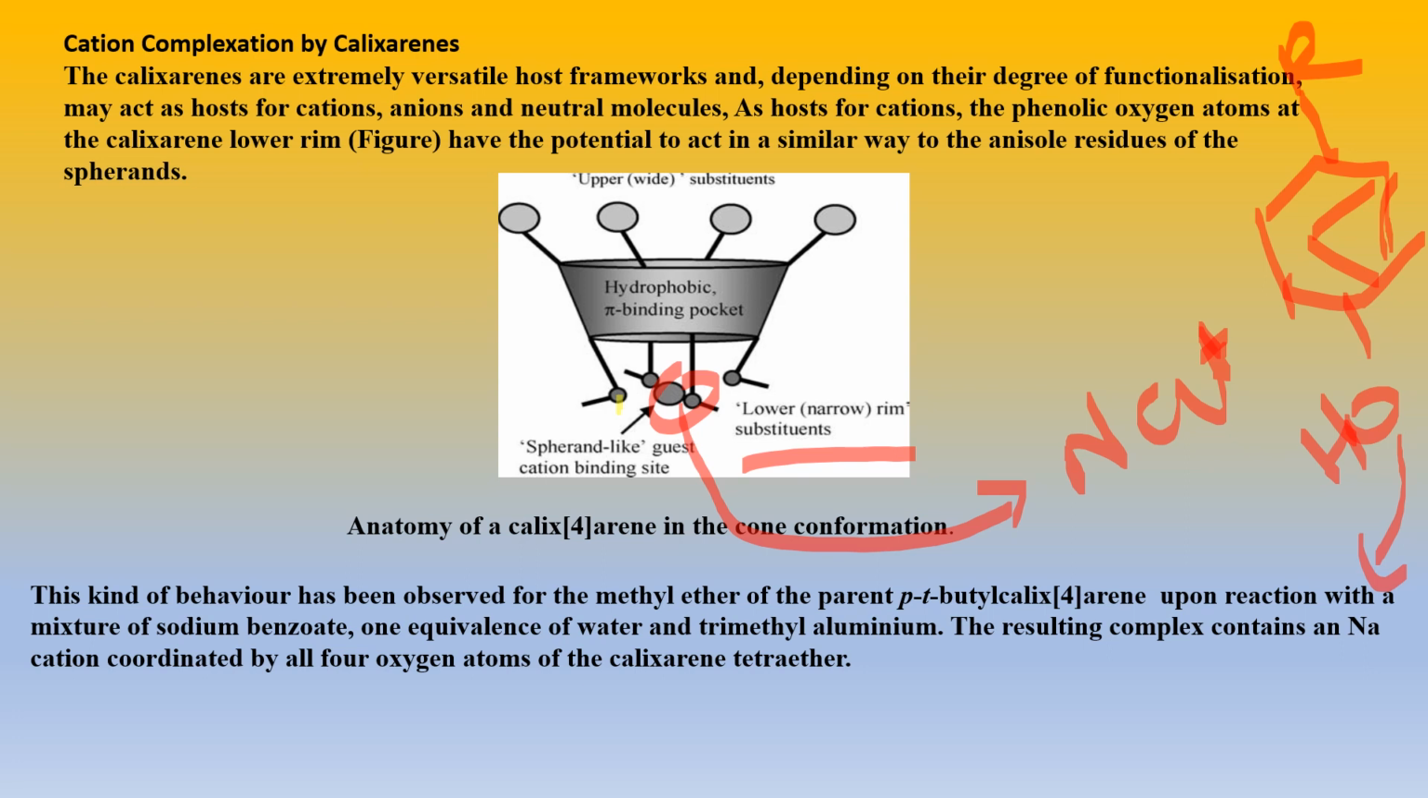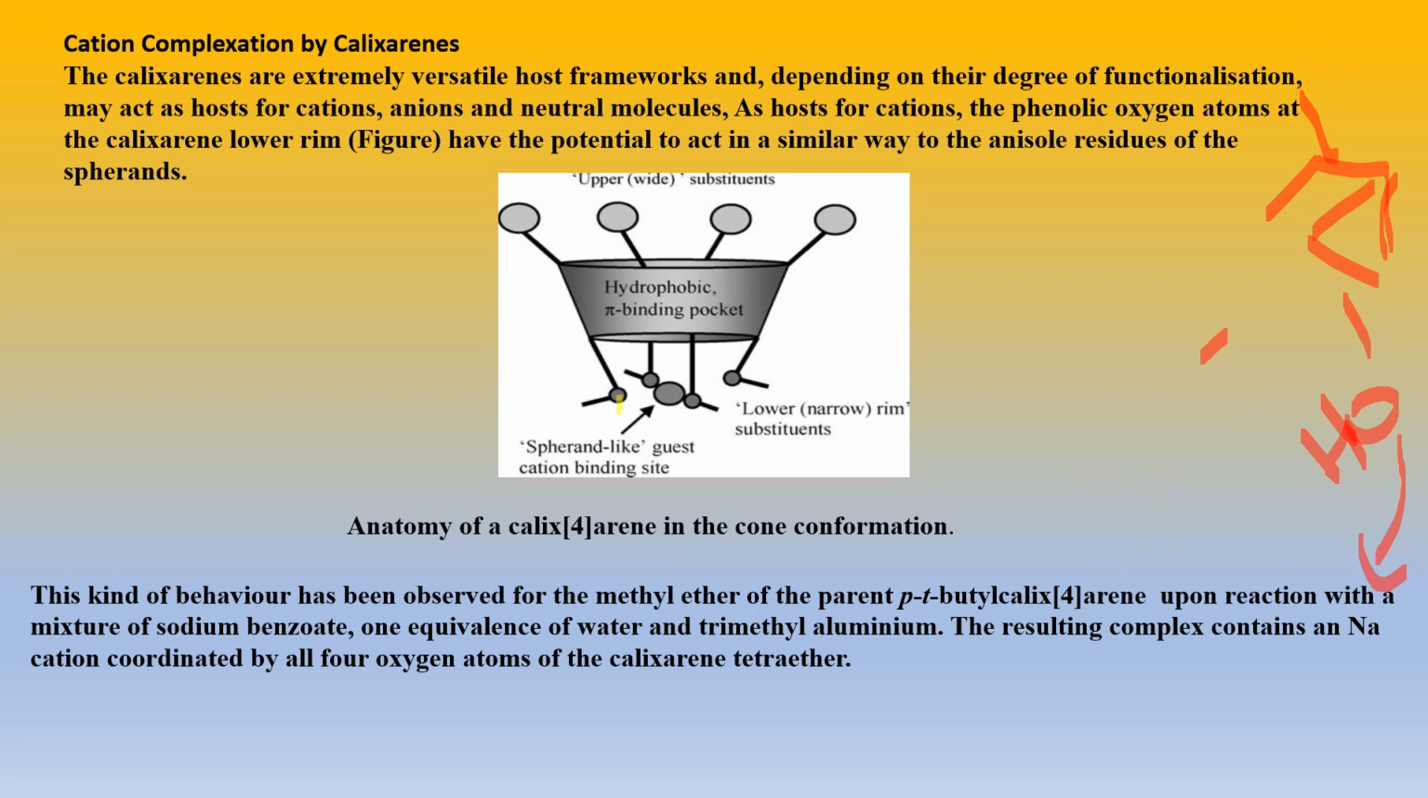So the Na plus will be bound by 4 oxygen atoms. Since a Calixarene will be having 4 aromatic rings, it means it will be having 4 oxygen atoms. So these 4 oxygen atoms can bind cations like sodium effectively.